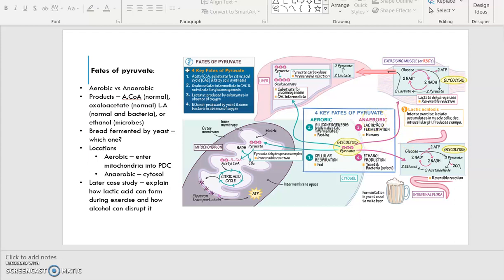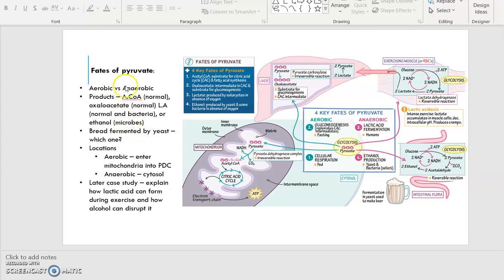The third fate, which is under anaerobic condition, is lactic acid production. This can happen in both humans and microorganisms. I think you've heard about lactic acid production in lactic acid bacteria, right? And this lactic acid will eventually be converted back into glucose in the liver. The last fate happens only in microorganisms, which is ethanol production. Although these microorganisms have oxygen, they still prefer not to use the oxygen and produce ethanol. This can be seen in yeast and bacteria, for example, in beer production.